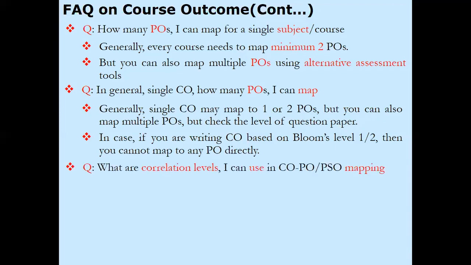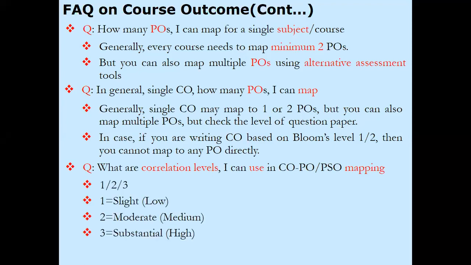There is another question: what correlation levels can I use in CO-PO mapping? The answer is 1, 2, or 3. 1 is used for low, 2 is used for medium, and 3 is used for high.